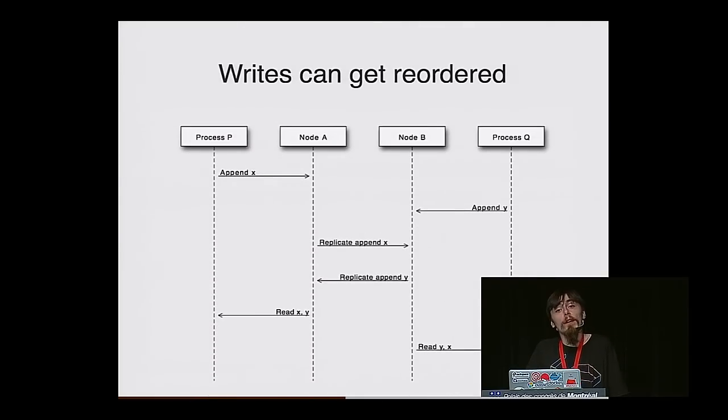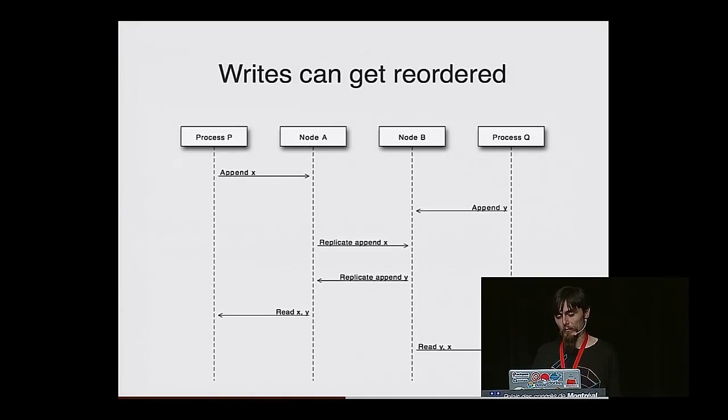A lot of writes can get reordered. So let's say that you have two processes and two nodes, and you're doing an append on one side and an append on the other side. And when they get replicated, it's entirely possible, if we just pretend that this is Python and you do list.append, then if you just shove appends around, anytime that you read from node A, you're going to see xy. Anytime you read from node B, you're going to see yx.